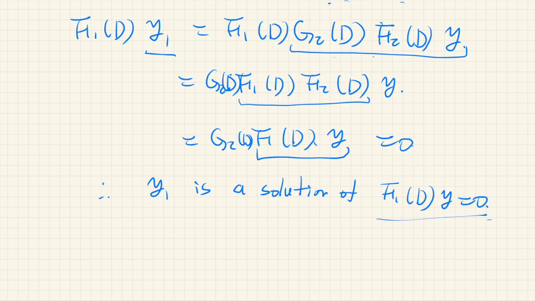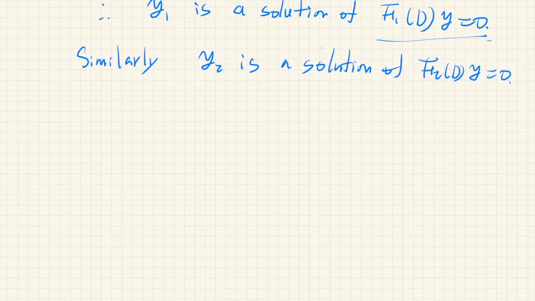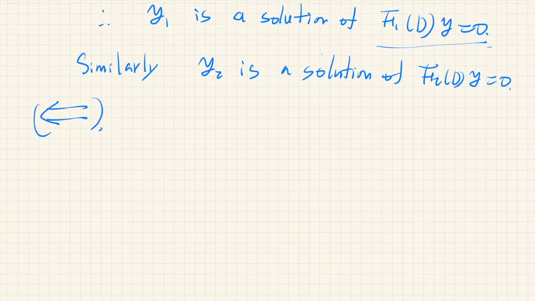Okay, and similarly, y2 we can prove in the same way. y2 is a solution of f2 of d y equal to 0. So we are done with the only if part. Okay, next, the if part.